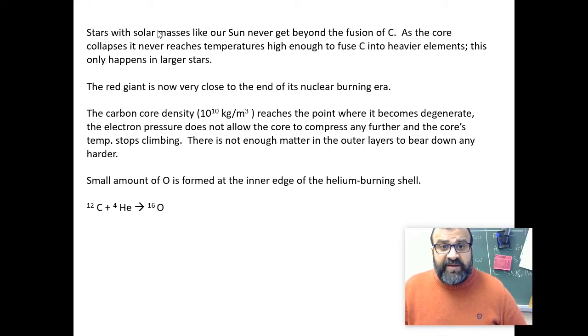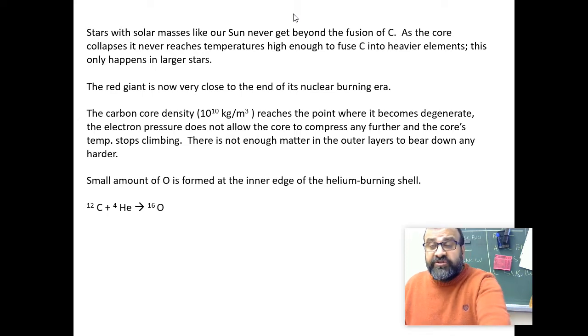So stars with solar masses like our sun, a star that's comparable to our sun, they never go beyond carbon fusion. Only supermassive stars start fusing heavier elements than carbon. Our star, when it dies, will fuse carbon. There's a possibility of a bit of oxygen, but generally it's carbon where it stops. As its core collapses, the temperatures never get hot enough to fuse carbon into heavier elements.